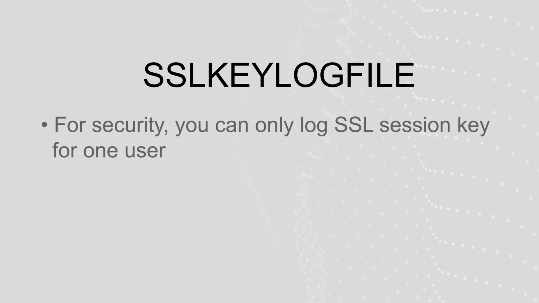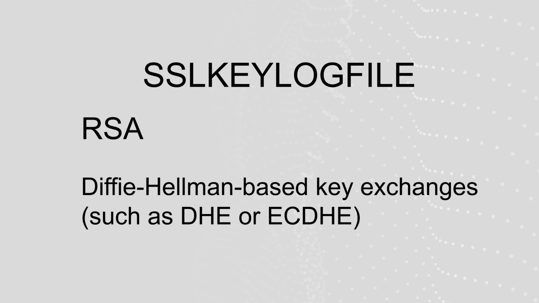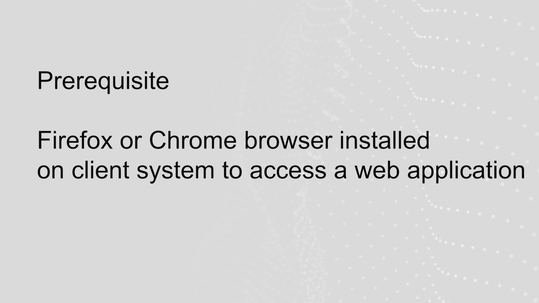This method is useful if you can only log the SSL session key of one user due to security reasons, or because you either have no access to the BIG-IP system or don't want to run commands on it. You can use this method to decrypt RSA and Diffie-Hellman based key exchanges such as DHE or ECDHE. A prerequisite for performing this procedure is that you must be using either Firefox or Chrome on the client system.